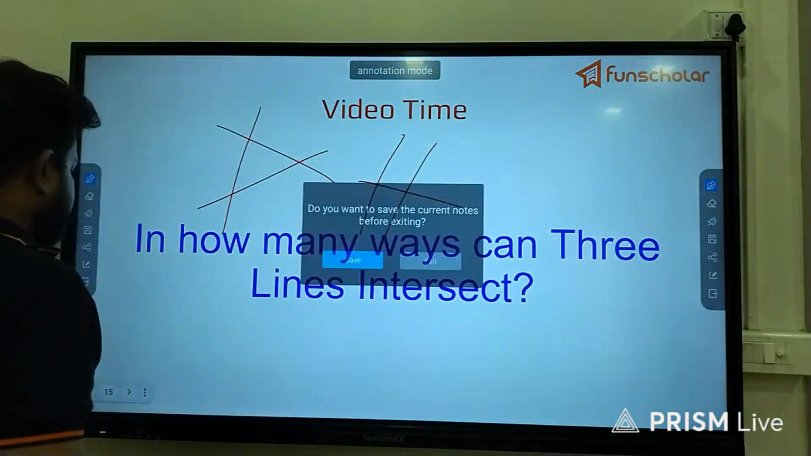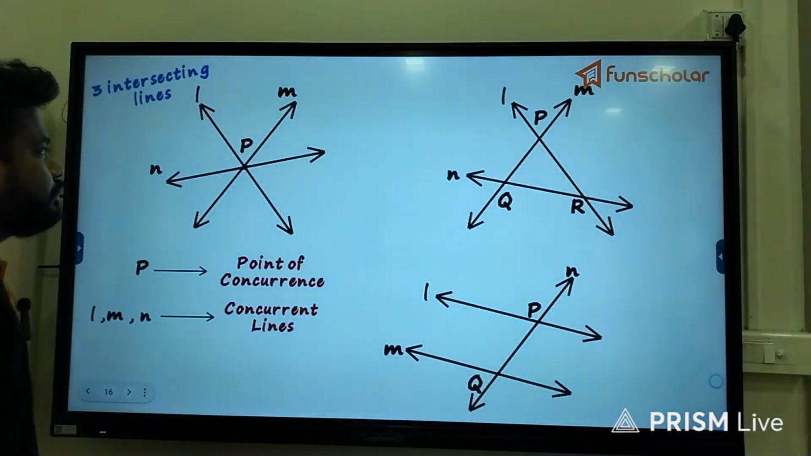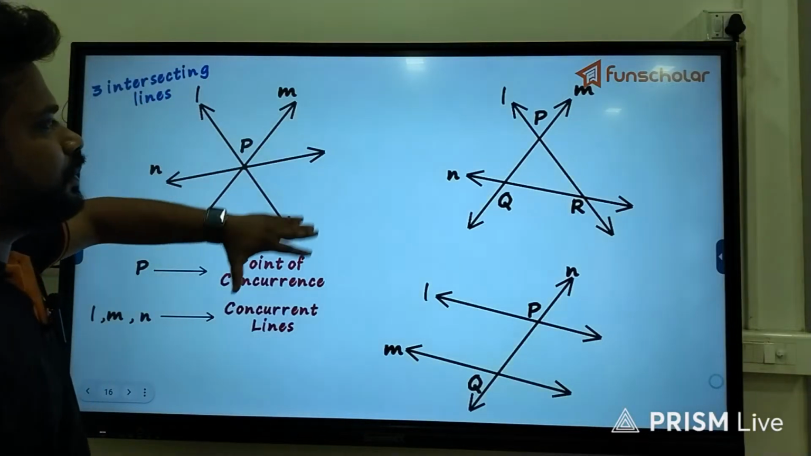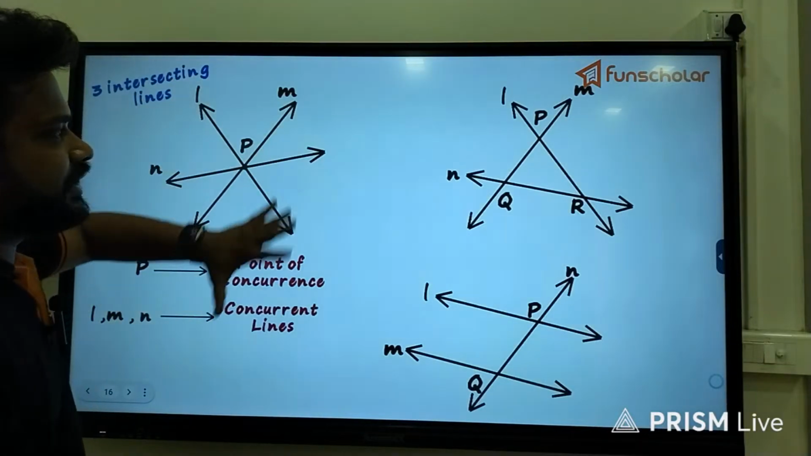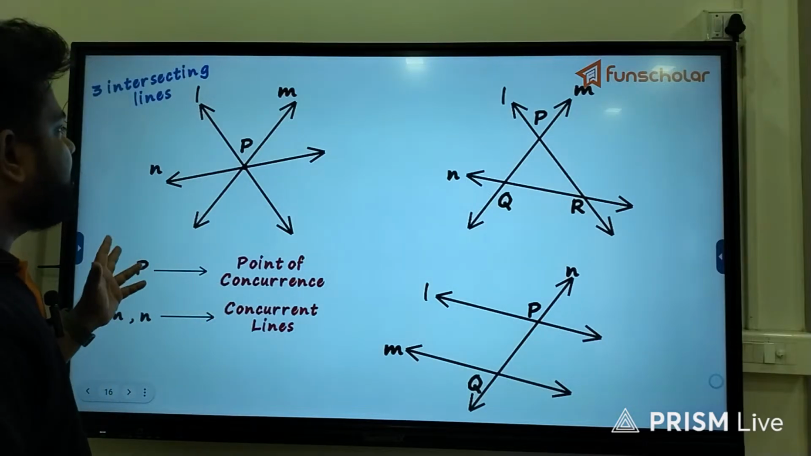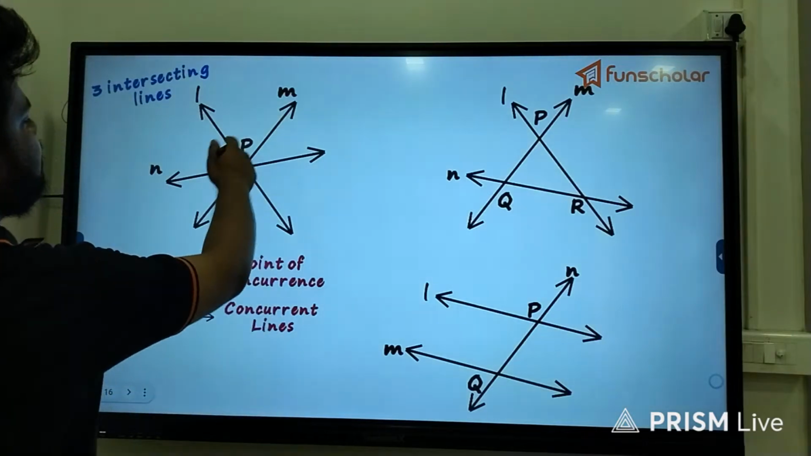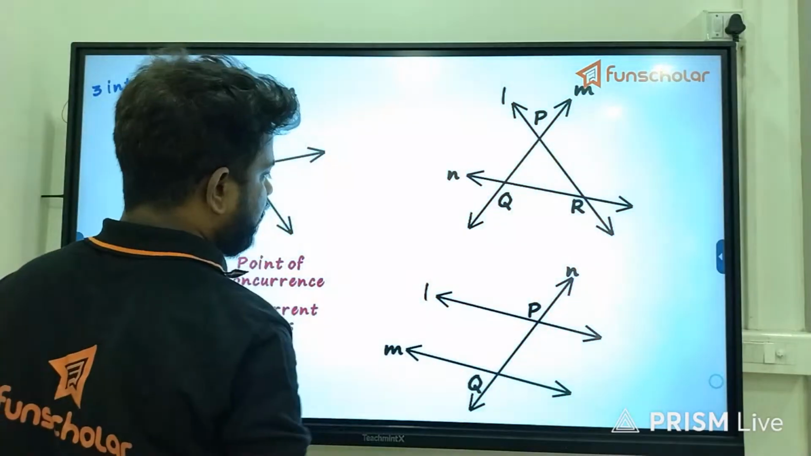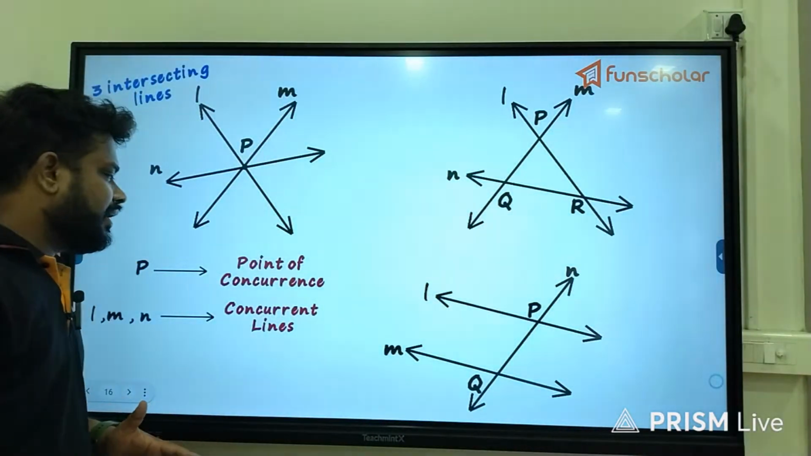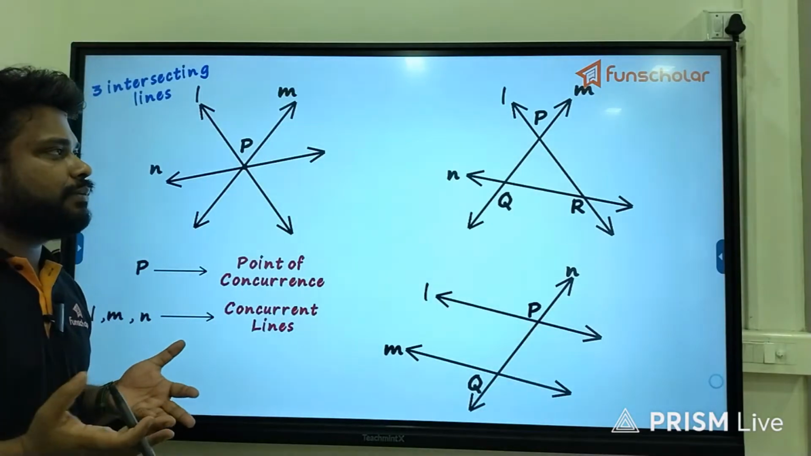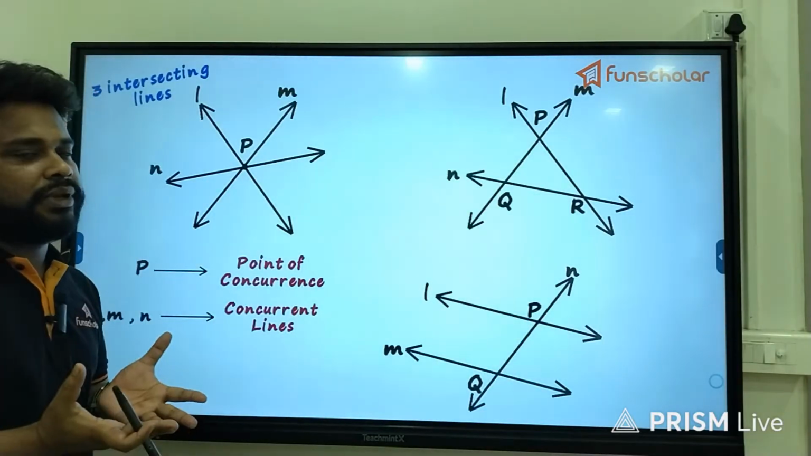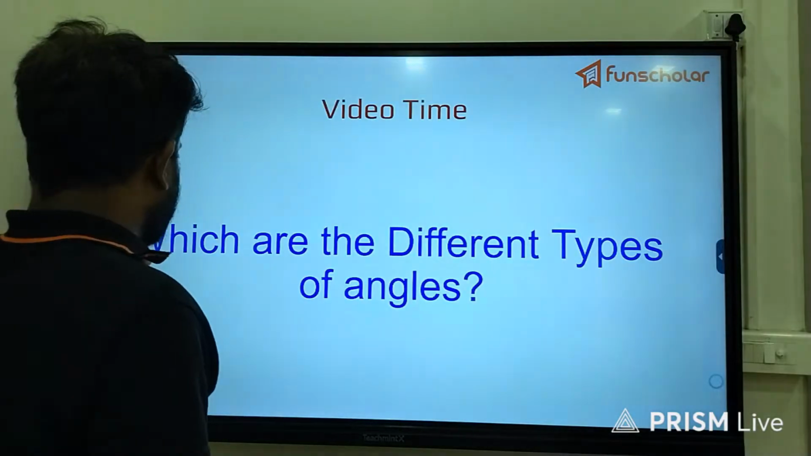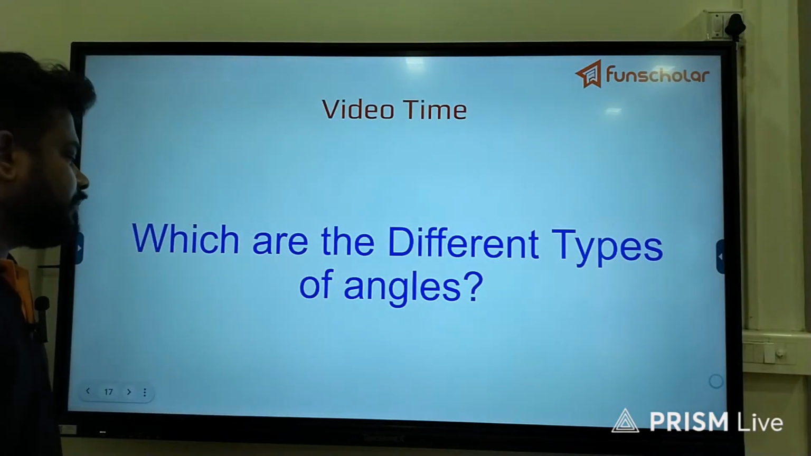Okay, let's go next. This is a demonstration of what the video would have been like. You can see that there are 1 point, 3 points, 2 points, which I have already told, that 3 lines can intersect in so many types of points.